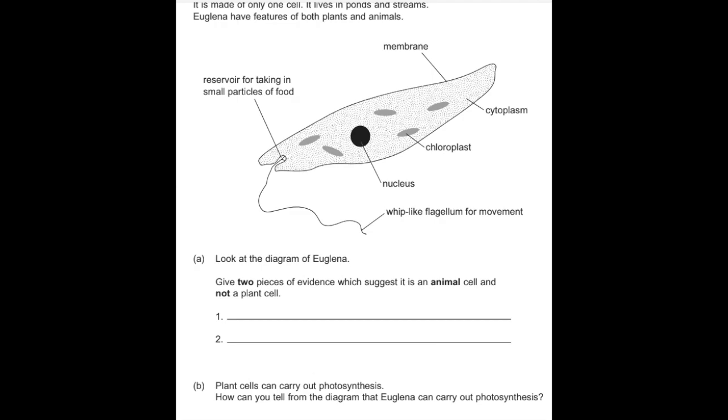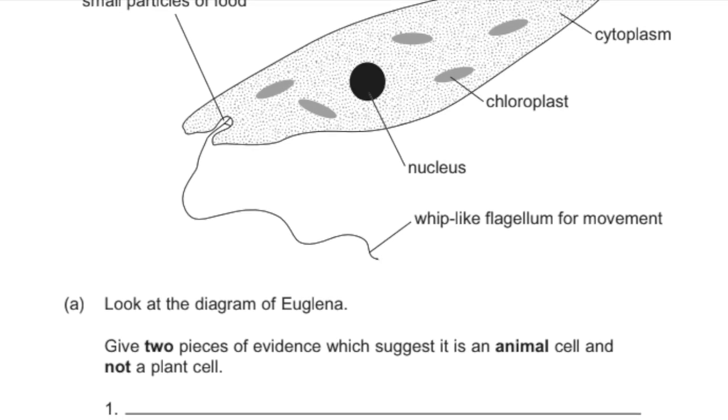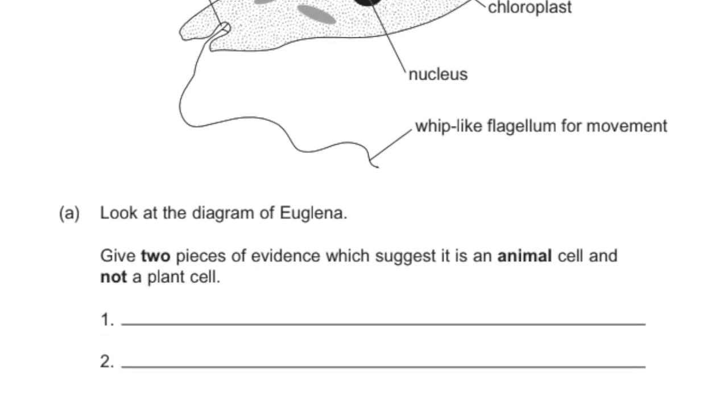Right, so let's move on to the second question. The second question is chloroplasts. It says chloroplasts because we know chloroplasts help with photosynthesis. So it's the same in a Euglena.